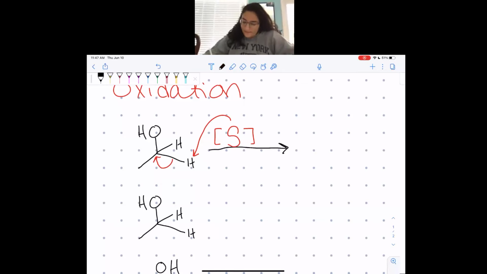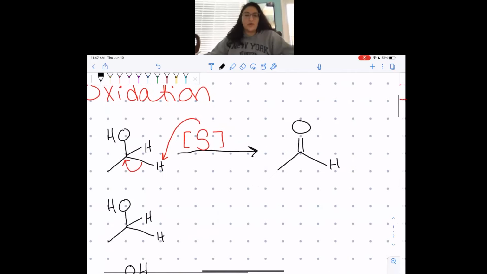So we get this. And in the actual long stepwise reaction mechanism, you would also get rid of this hydrogen, but we don't need to know every single step here. So as long as you know it goes from this to this, you're good. So if we have a strong oxidizing agent and it steals hydrogens, do you think we can do another step here, or do you think we're done?